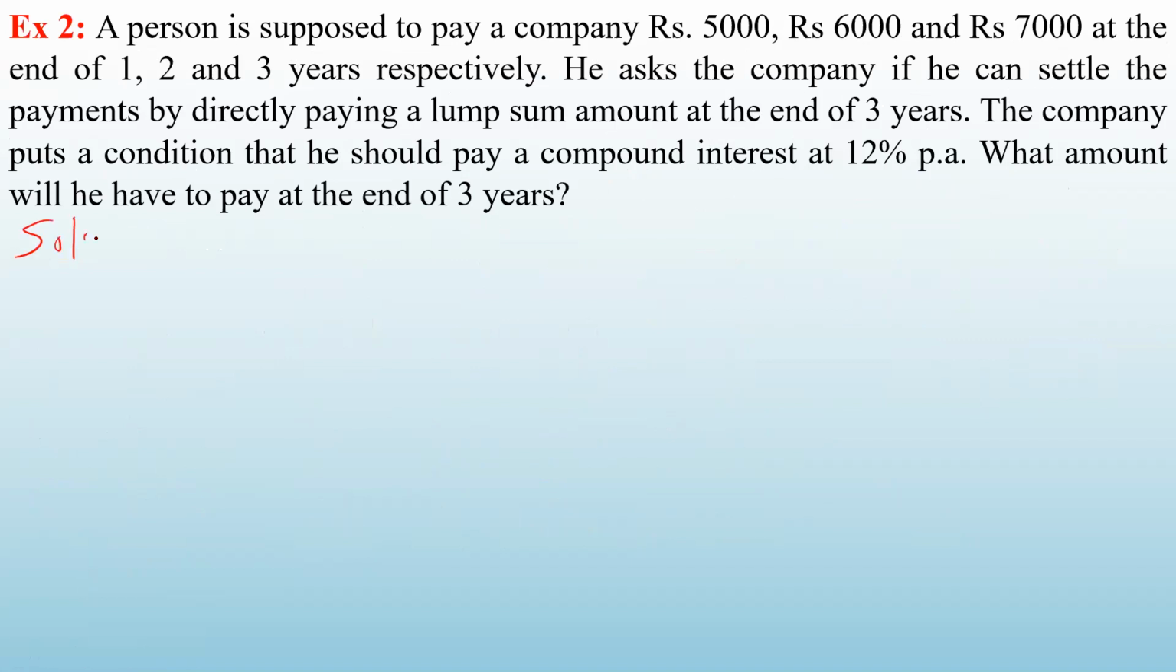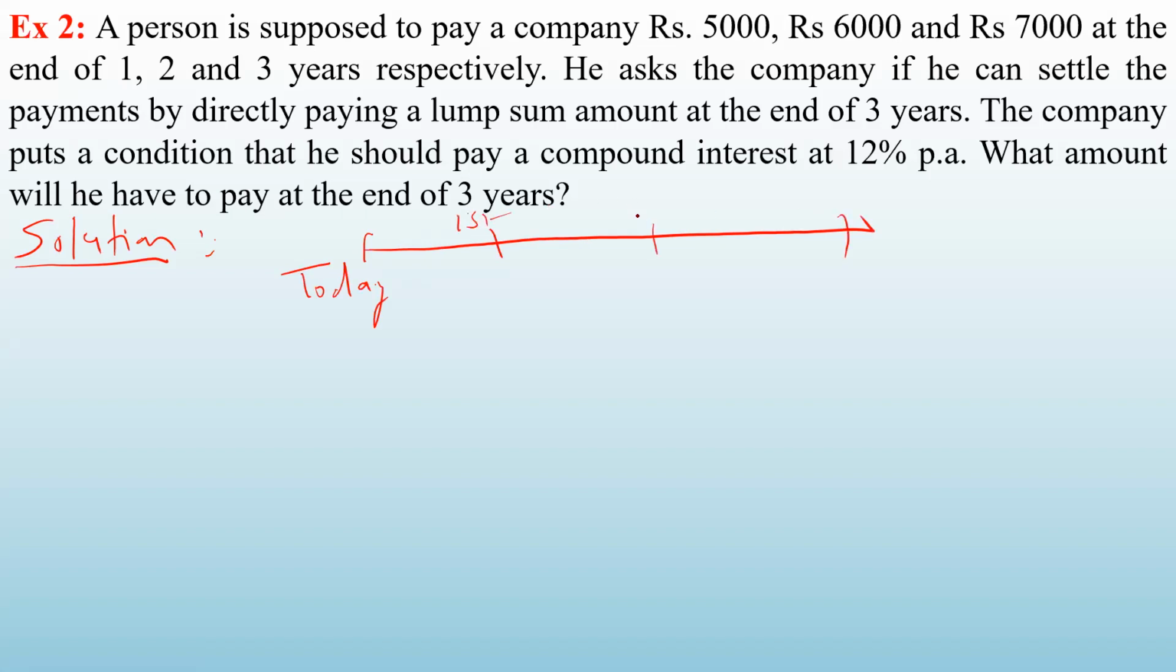Look at what is the situation here. Say, first year, second year and third year. He has to pay rupees 5,000 at the end of 1 year, 6,000 at the end of second year and 7,000 at the end of third year, like the previous problem. And the rate of interest is also 12%.